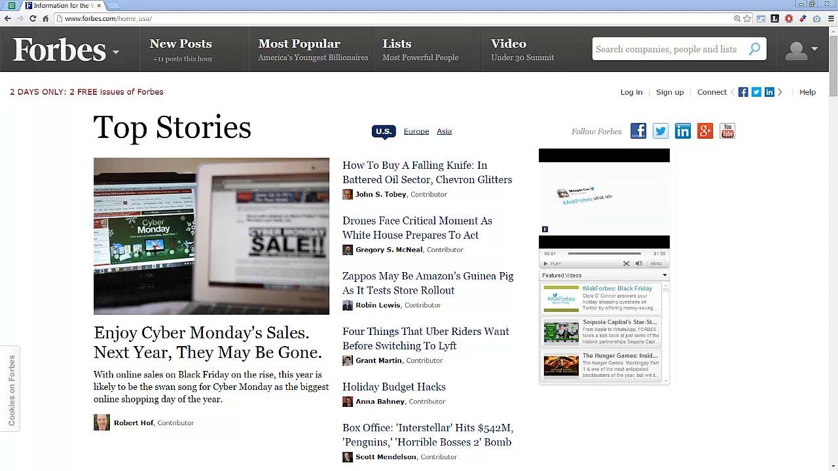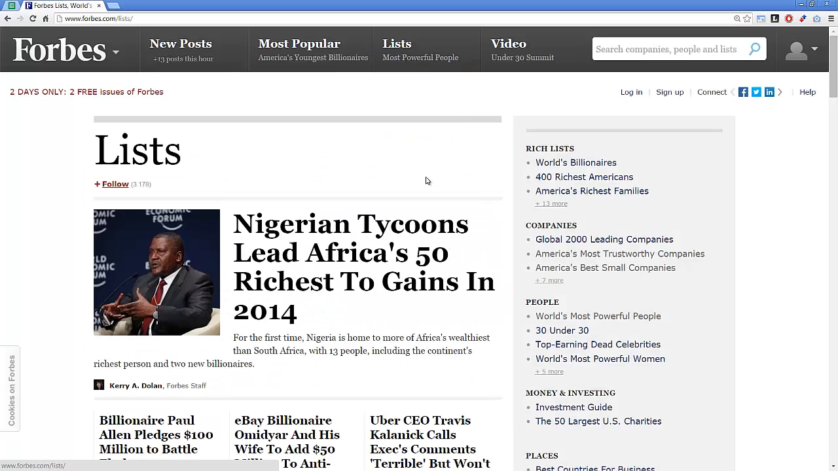I would like to show you a new way to find interesting stocks to analyze, which you might not know. So I'm here at Forbes.com, a big financial magazine, as most of you will know. They have this big button here, it says lists. And if you click on that, you'll find a couple of interesting lists here on the right side.